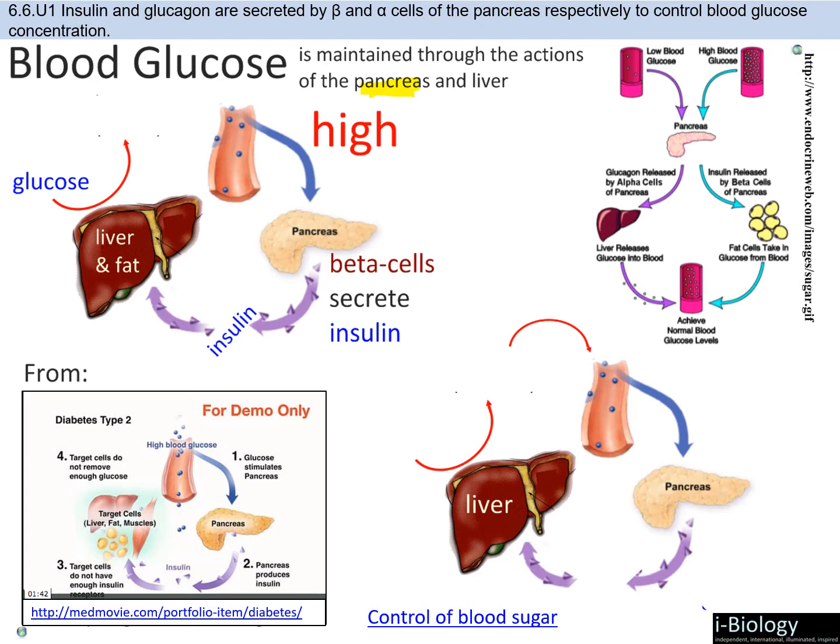So as the glucose starts to get absorbed, eventually the levels go back to normal. When the level goes back to normal, again being detected by the hypothalamus and stimulating the pancreas, the pancreas will stop secreting insulin because we've gotten our blood glucose levels back to normal.